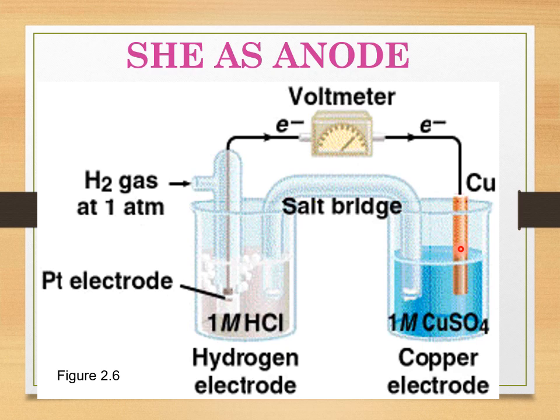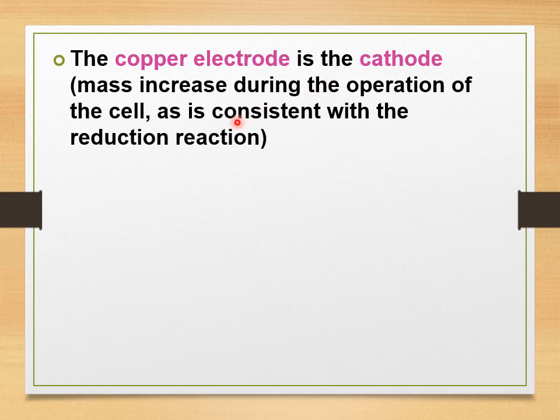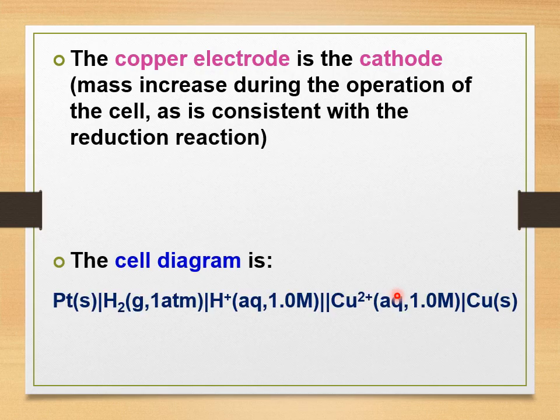So what is actually going on in this galvanic cell? The copper electrode is the cathode. So mass increases during the operation of the cell, as is consistent with the reduction reaction. So the cell diagram would be looking like this, where you have the platinum electrode on the far left, separated by a vertical line between it and H2 gas. The product is H+ aqueous. Another vertical line is in between them because it's a different phase. Then this is the salt bridge, and then what is the reactant on the right cell? It's a copper ion, and then it will produce copper solid.